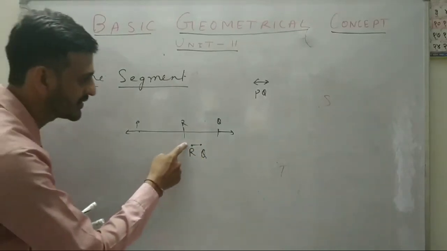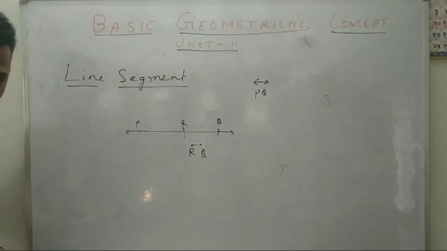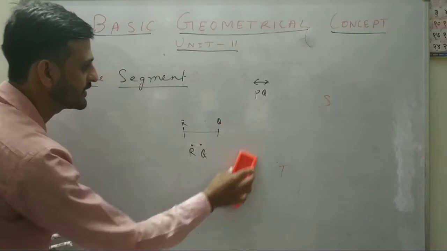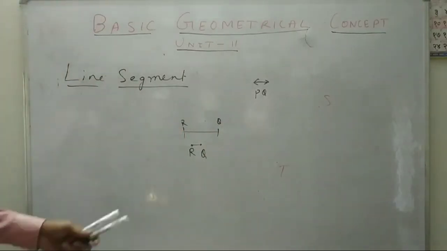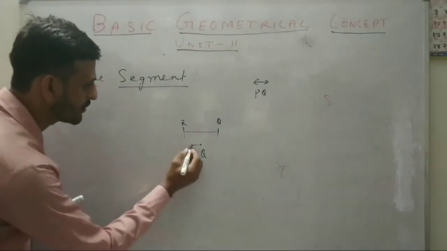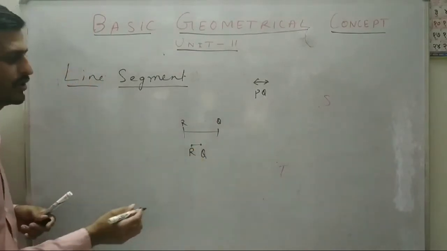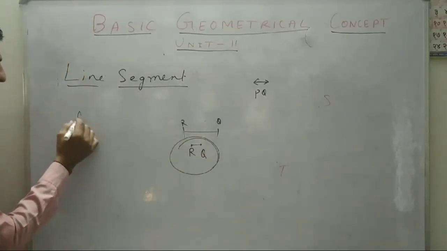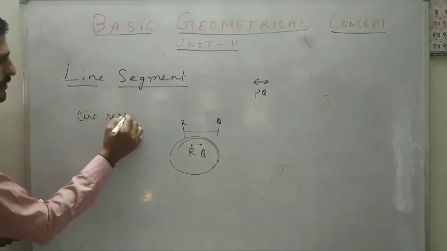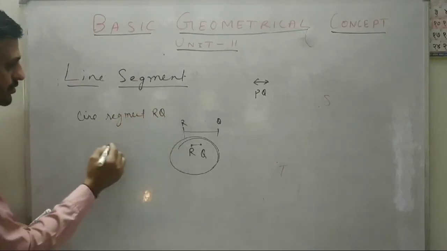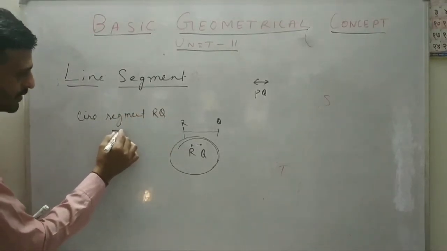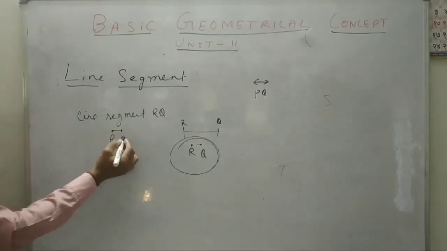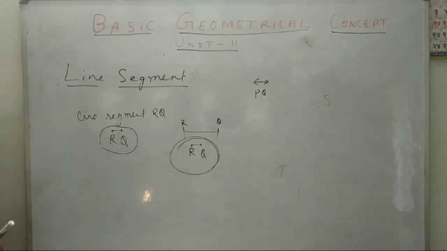Why is line segment represented by this symbol? Because line segment is a part, and a part always has a fixed, definite length. It has two endpoints, like this R and this Q. So this is represented as a line segment. We can say line segment RQ. It stops at the point here because it has a fixed length.